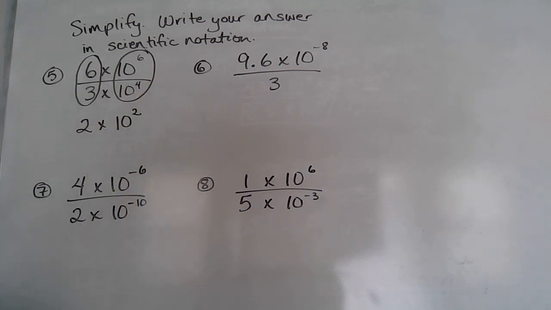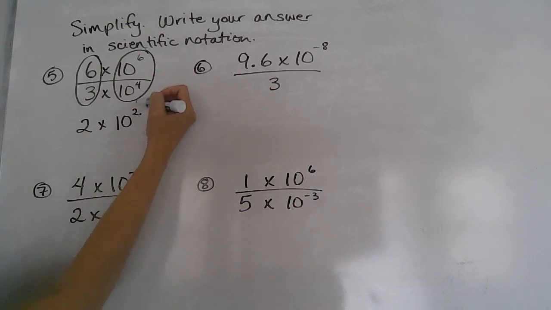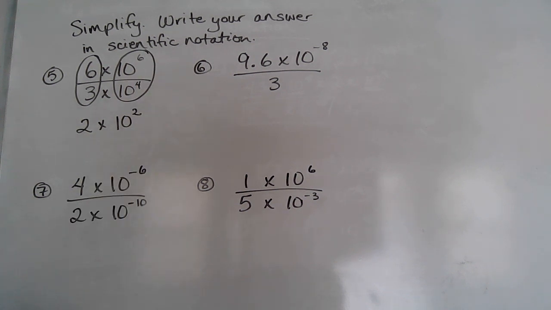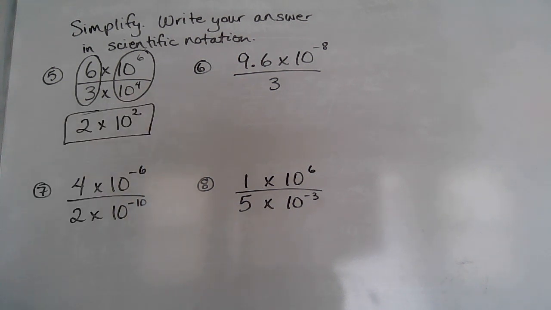The other thing you can do is remember your shortcut. 6 minus 4 leaves us with 2. The base stays the same. So hopefully you got 2 times 10 to the power of 2.